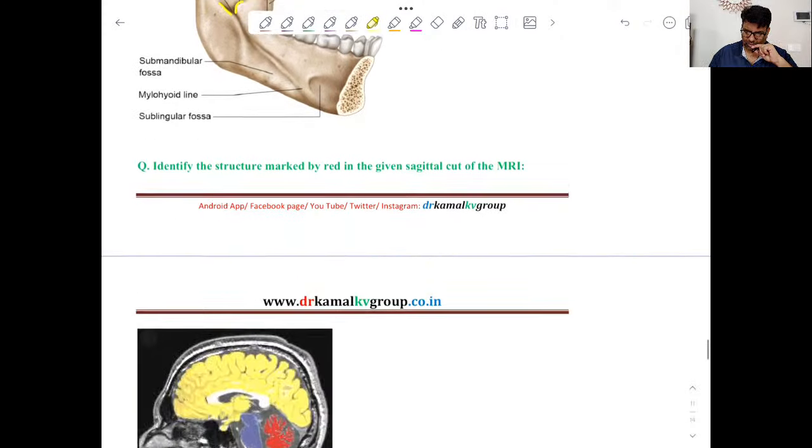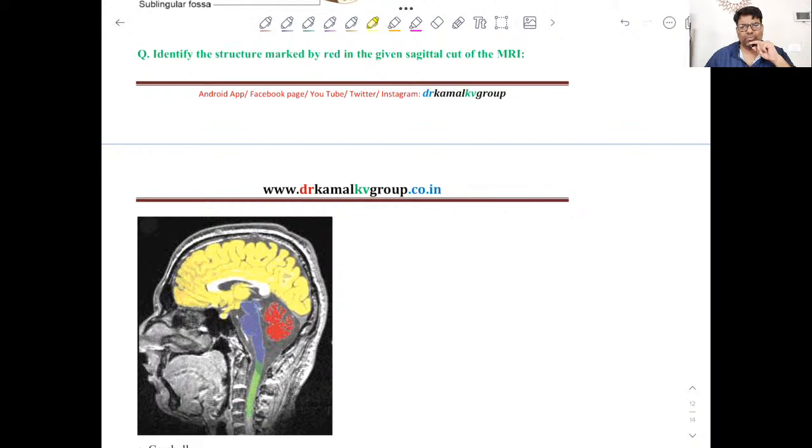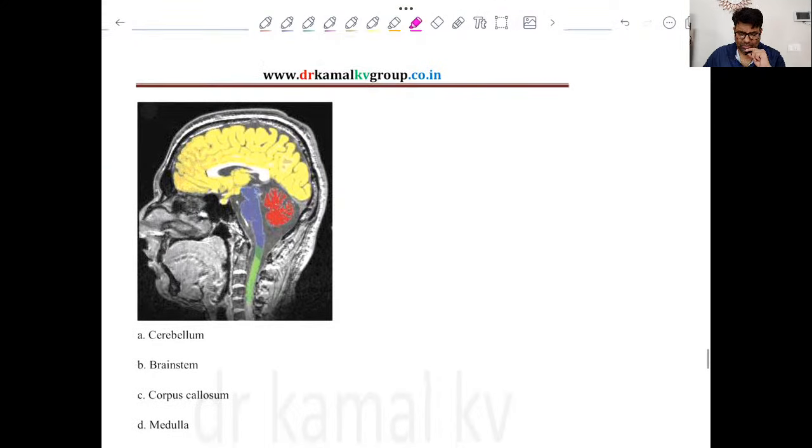Okay, chalo. And now this is a very important section, and almost every year we have a question either on the sagittal section or transverse section, coronal section, whatever. It is like you have to identify some marked structure. Now in this particular case, you have to identify the structure which has been colored with red, and I think it is quite easy to identify. Let me see if you can identify that or not. So the structure which is marked in red is, yes, anyone? What is this structure which is marked in red?